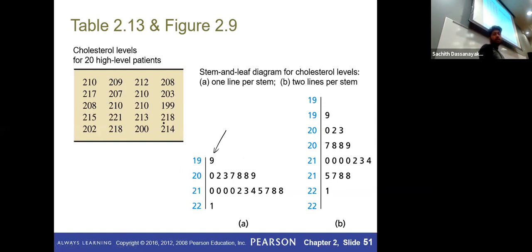So you have to identify: we have 190 something, then 200 something, 210 and 220. So distinct numbers go to the stem, and all the other rightmost digits go to the right hand side, the leaves column. You may have done this before, right?